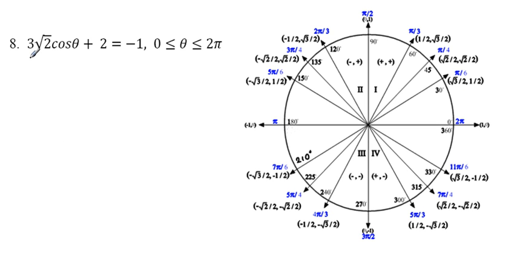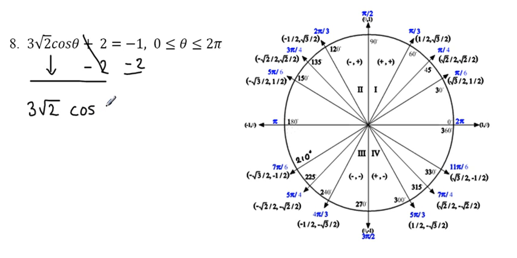Next up, we have 3 radical 2 cosine theta plus 2 equals negative 1. Same conditions for theta. Once again, we do not have the cosine being raised to a power of 2. So the first thing we'll do is subtract 2 from both sides of the equation. These 2's will become 0. We will bring down the 3 radical 2 cosine theta. Negative 1 minus 2 is negative 3.